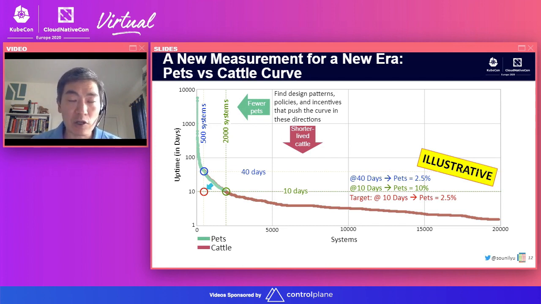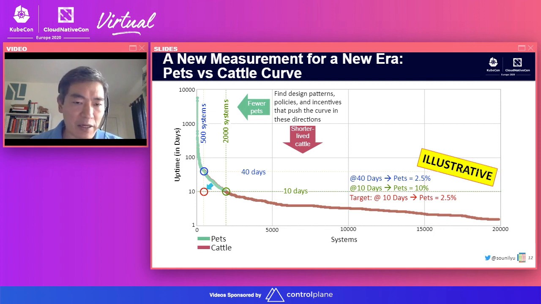Consider two different shapes of curves. One would be an L shape, where you have one pet and thousands of cattle. And the other one would be the shape of the number 7, where you have thousands of pets and very few, if any, cattle. If you were to consider those two different shapes, it should be pretty clear that an organization or an environment that looks like the shape of an L will be far more resilient than an organization that has the shape of a 7.